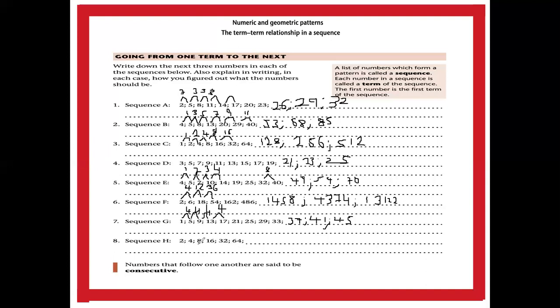Okay, and then sequence H, we have 2, 4, 8, 16, 32, 64. So that looks like the same as this one over here, sequence C, we just don't have the 1. So it's the previous number times by 2. So this number doubled. 2 doubled gives us 4, or 2 times 2 gives us 4. 4 times 2 gives us 8. 8 times 2 gives us 16. Then 16 times 2 gives us 32. 32 times 2 gives us 64.